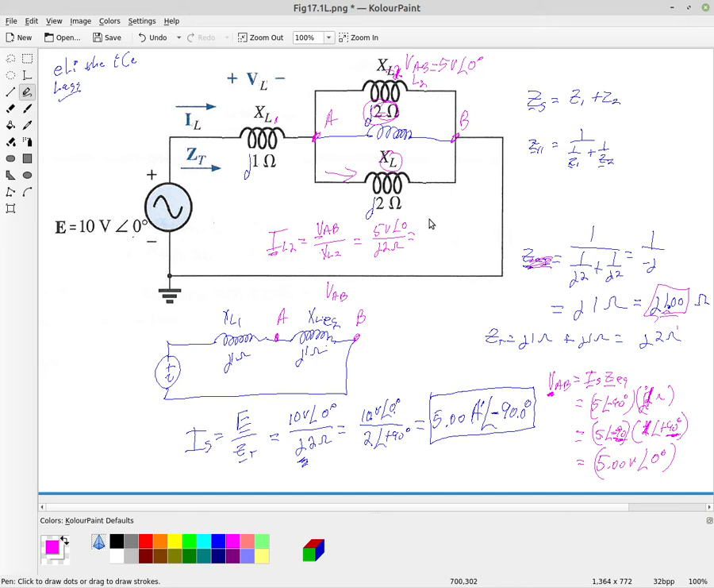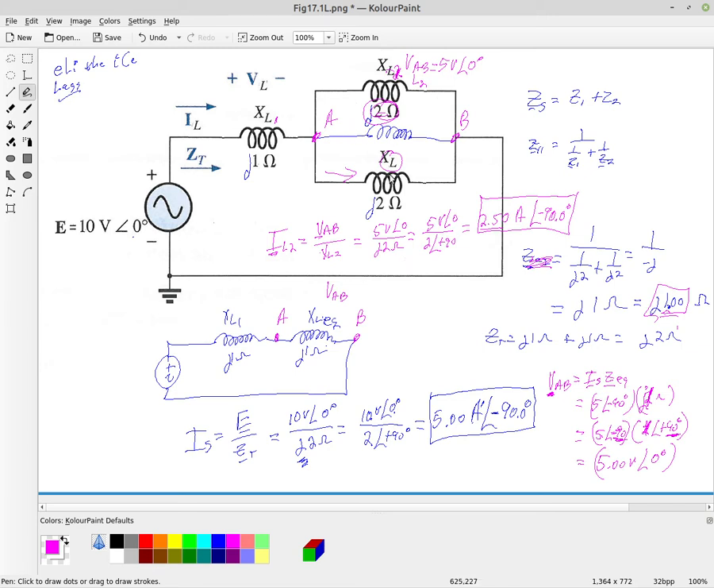Okay, and so again, if we put that in polar form, 5 volts, angle 0, divided by 2 angle plus 90, and so that's going to give us 2.5 amperes, so 2.50 amperes at an angle of minus 90 degrees. Okay, so in Blackboard we need 3 significant digits for that. So 2.50 amperes at an angle of minus 90 degrees.